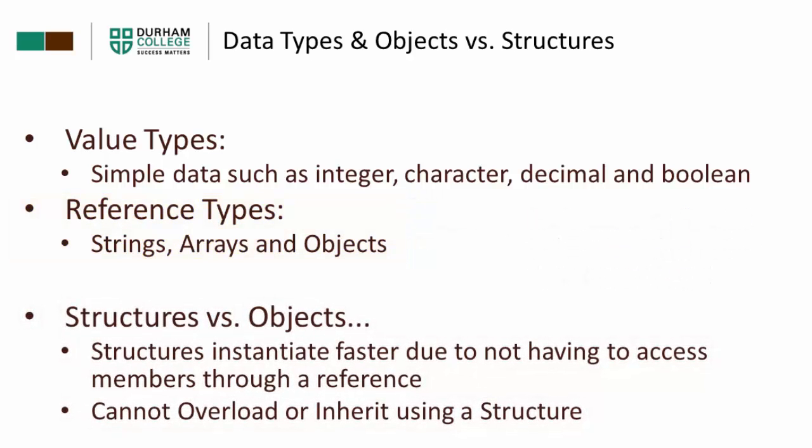As we get into object-oriented programming, a lot of things are going to ring bells and remind you of structures, which you may have already been seeing in the C++ stream of your program. Structures can still be useful. It tends to be we're going to use objects, but structures can be useful. One big argument for them could be that they instantiate faster due to not having to access members through a reference. So they can be a little better for speed. So there are arguments for that. It depends on the requirements and the scope of the application you're working on.